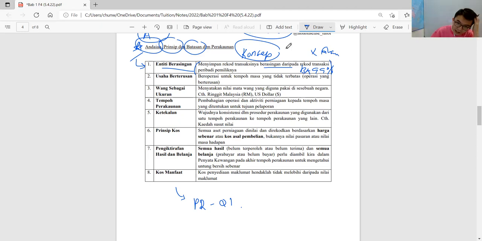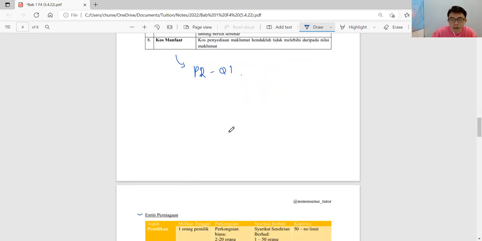All right, so for this entiti berasingan, you just have to know that in accounting or in a business, okay, there are two entities that you need to know.